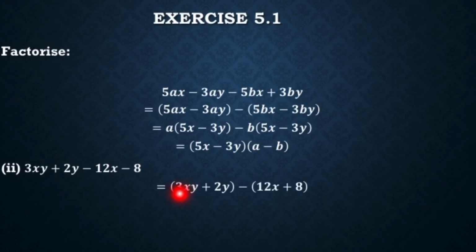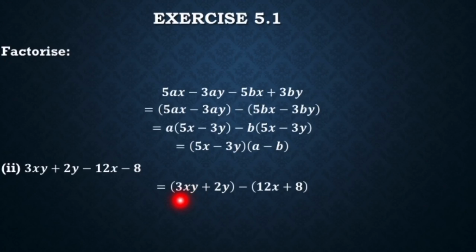Combining the first 2 terms, we get 3xy plus 2y, then we will write the minus sign just like the previous question. When we take the minus sign and then write the brackets, it means the minus sign has been taken as common. Whenever we take the minus sign common, we have to multiply the minus sign with the term from which it has been taken common. So minus minus will be plus and minus minus will be plus: 12x plus 8. Now students, we will see what we can take common from these 2 terms.